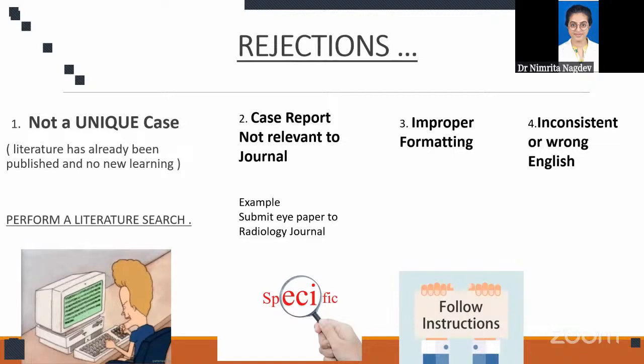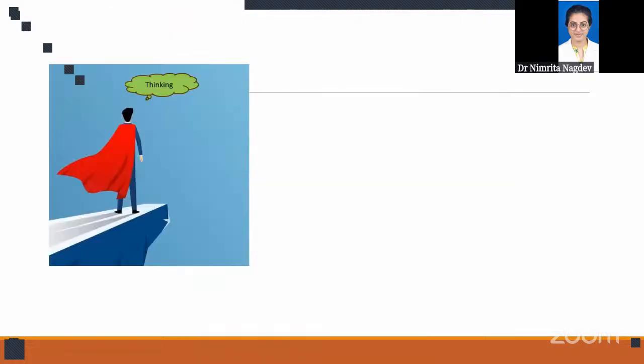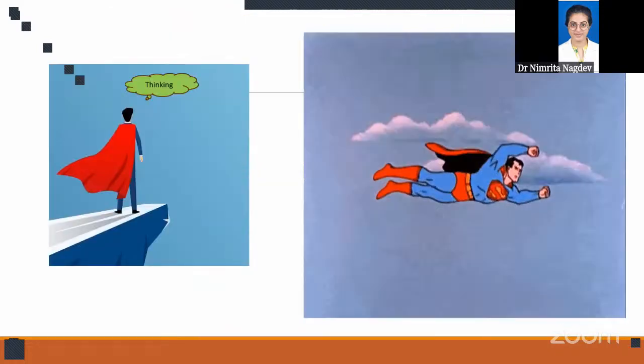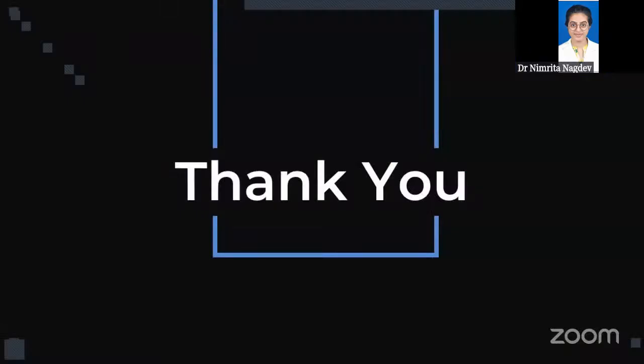Coming to rejections: why is any paper or any case report rejected? It is not unique, it is not related to the particular journal, or due to improper formatting. So always follow the instructions by visiting the journal site, and sometimes it can be wrong English also. So if rejected, don't get discouraged, submit to another journal, otherwise your work is in total vain. So after thinking, stop thinking and please start writing. Thank you.